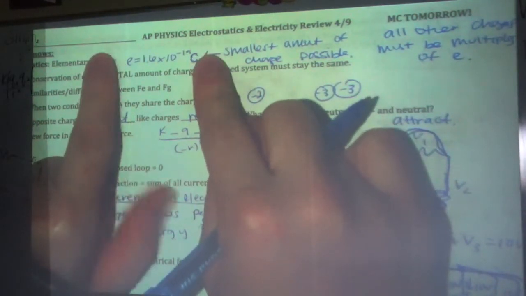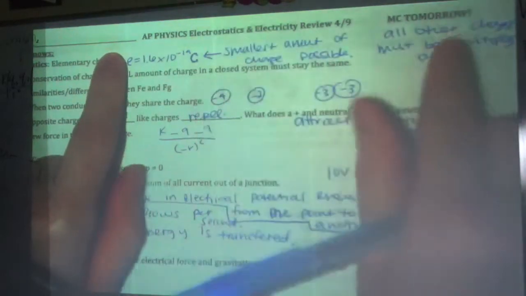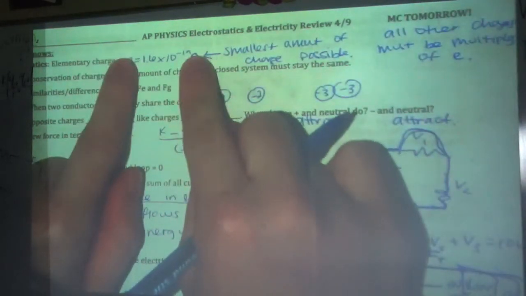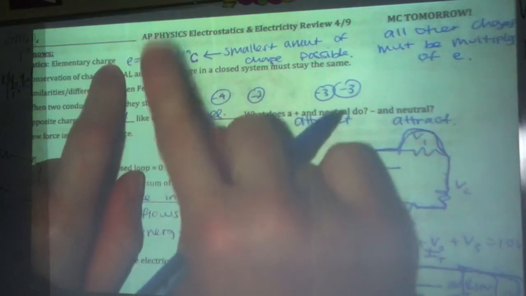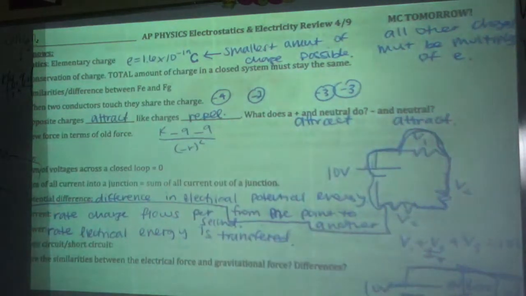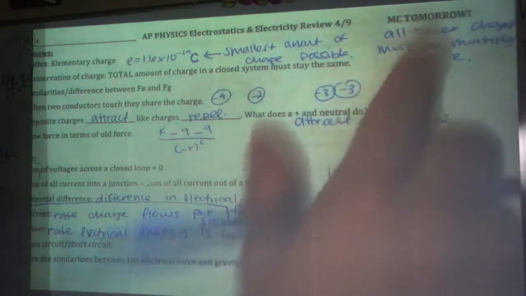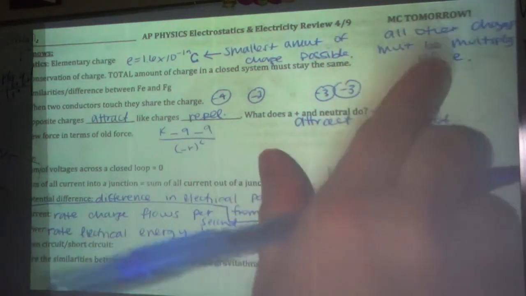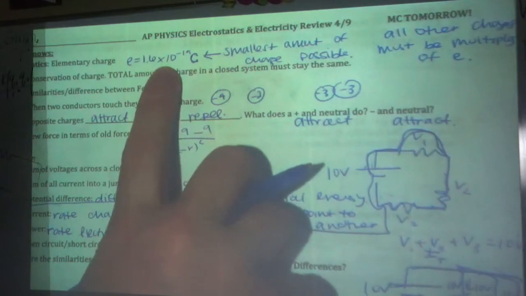And because this is the smallest charge, all other charges must be multiples of this. So I could have 1 electron, I could have 2 electrons, I could have 5 electrons, but I cannot have 1.67 electrons. So every possible charge in the world is a multiple of this charge right here.